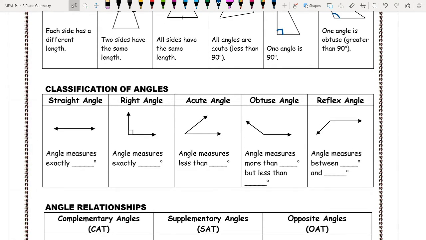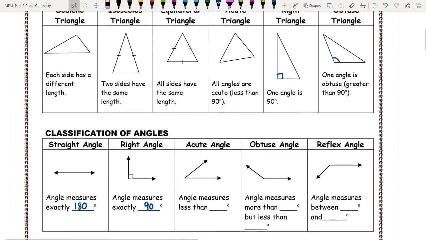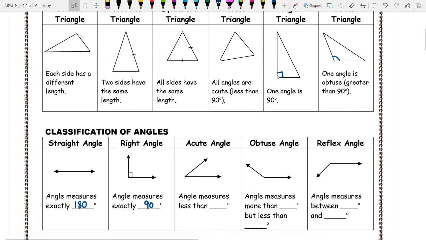All right, classification of angles. So we have a straight angle, and a straight angle always measures exactly 180 degrees. So you can go and fill that in there. A right angle always measures exactly 90 degrees. That's why we call a right angle triangle a right angle triangle, because it has an angle that's 90 degrees. An acute angle is an angle that, as we discussed above, is less than 90 degrees. An obtuse angle, just like we discussed in this example here, is an angle that is more than 90 degrees.